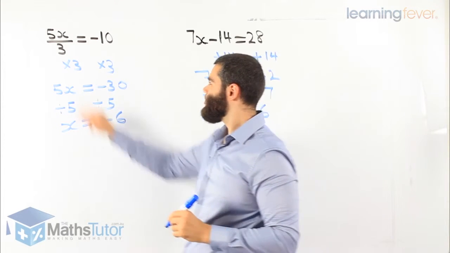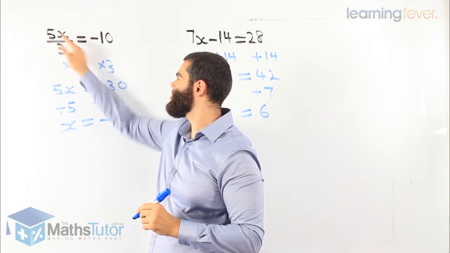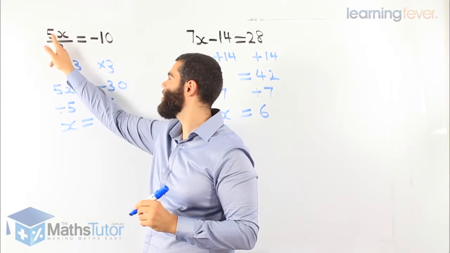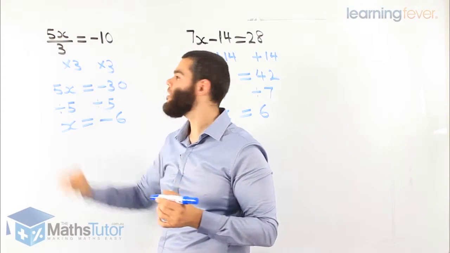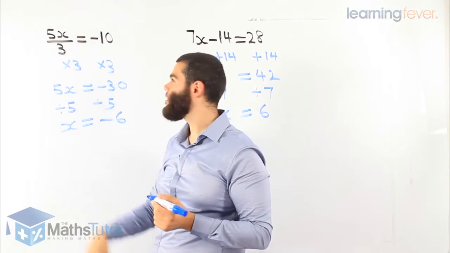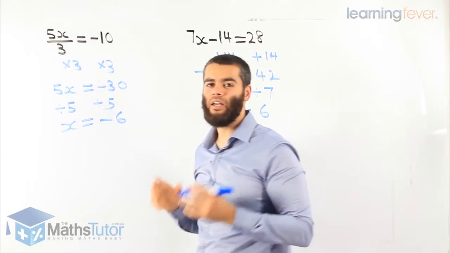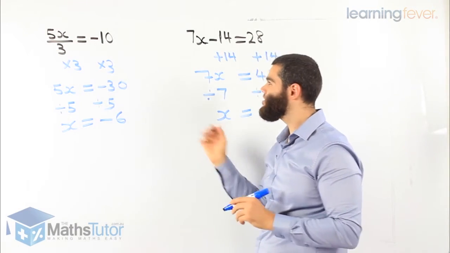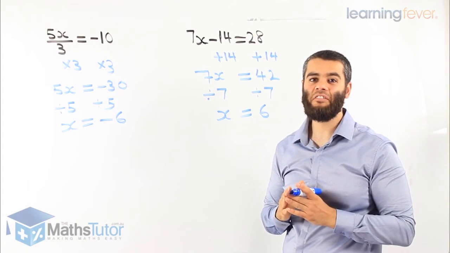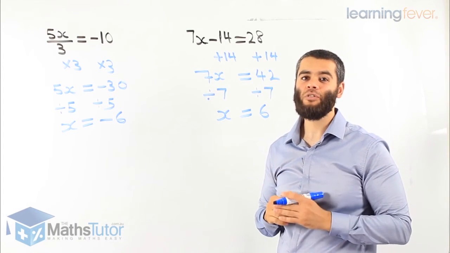You can try it. 5 times negative 6, x is negative 6, so 5 times negative 6 is negative 30. Negative 30 divided by 3 equals negative 10. It works, it's correct. These are two-step equations. Very easy, and as I always say, you need to practice.